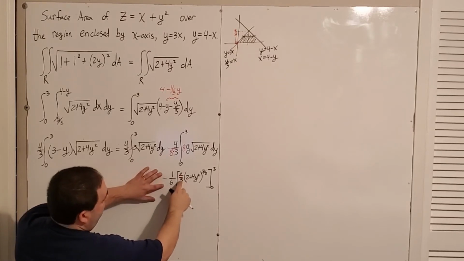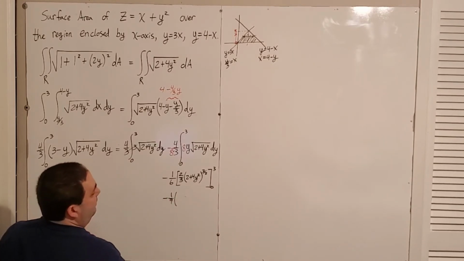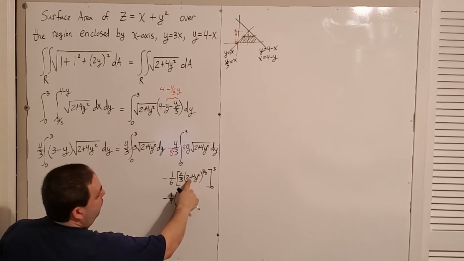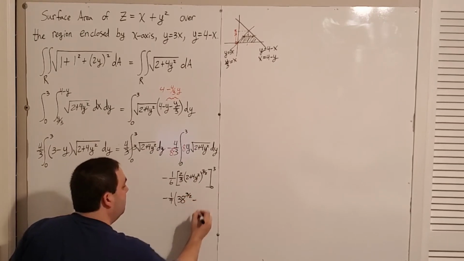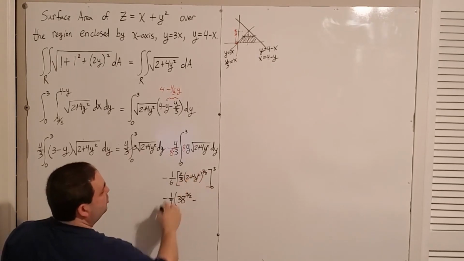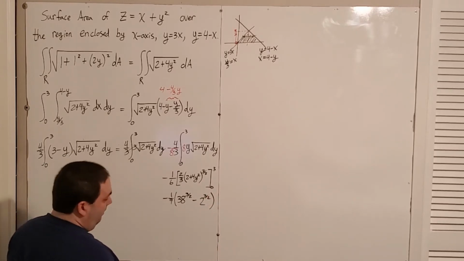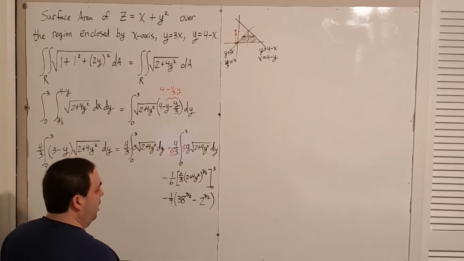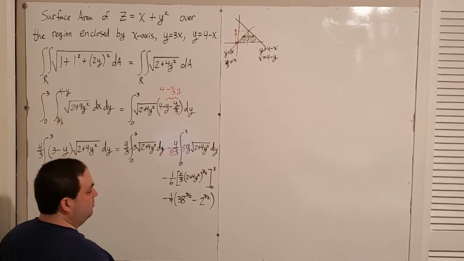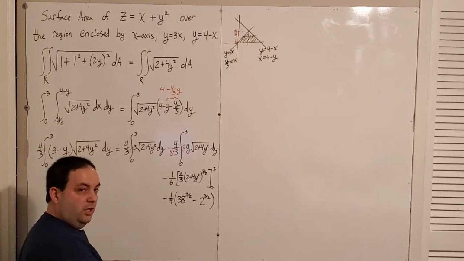Okay? So the 2/3 times the 1/6 gives me 1/9, right? And then when I plug in 3, I get 4 times 9, 36. I get 38 to the 3/2. Minus, when I plug in 0, I get 2 to the 3/2. There's really not much else you can do to clean this up. I mean, you can write them in their radical forms, like we did in the earlier problem, right? That's about it. There's really not much else that you can do because the numbers there are just pretty yucky. Okay?